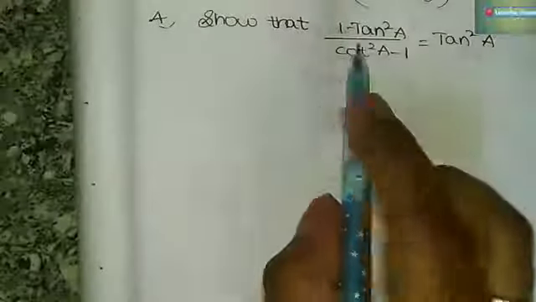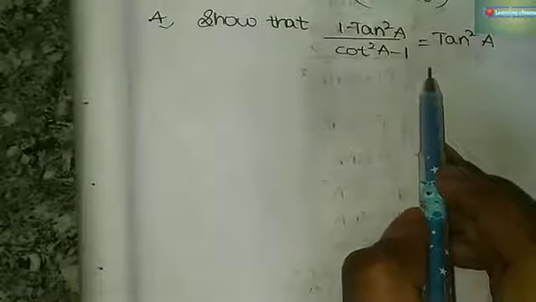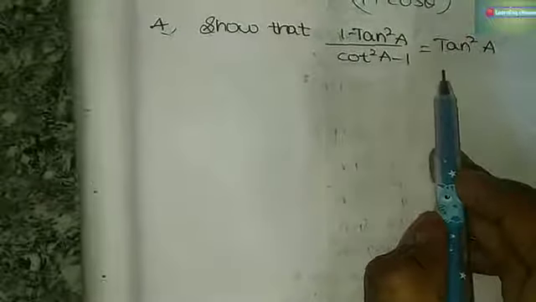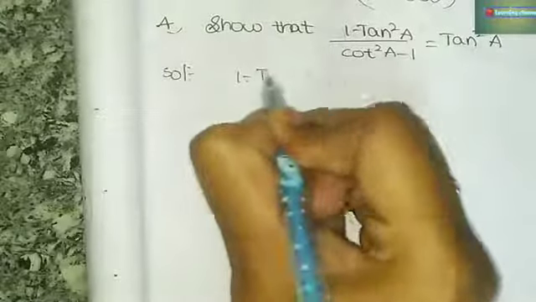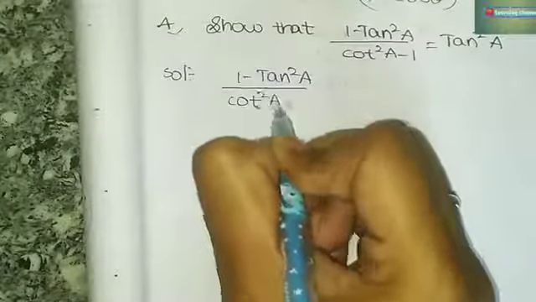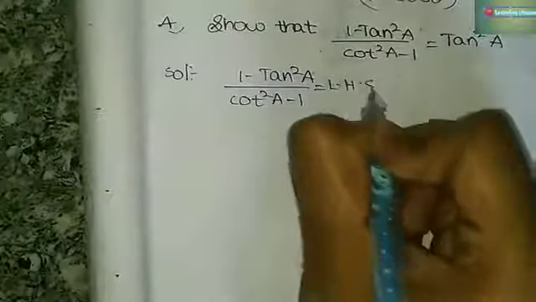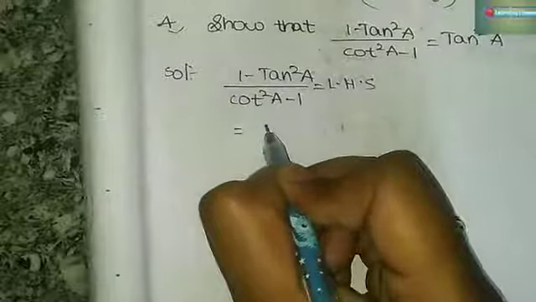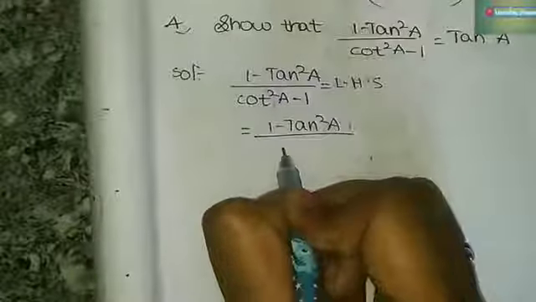This can be written as 1 by cos A plus sin A by cos A. 1 by cos A is nothing but secant A, plus sin A by cos A is tan A, which is equal to the RHS, which we have to prove. So secant A plus tan A.